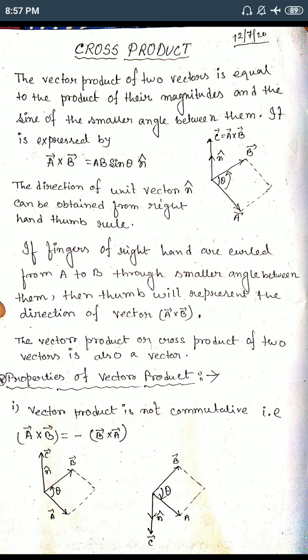So in the first figure, the thumb will represent the upward direction. So the product of A cross B is in the upward direction. But in the same way, if you move B to A, your thumb will represent the downward direction. The direction of the product is different. So we can say that A cross B equals minus B cross A. And from this figure, I hope it is clear now.